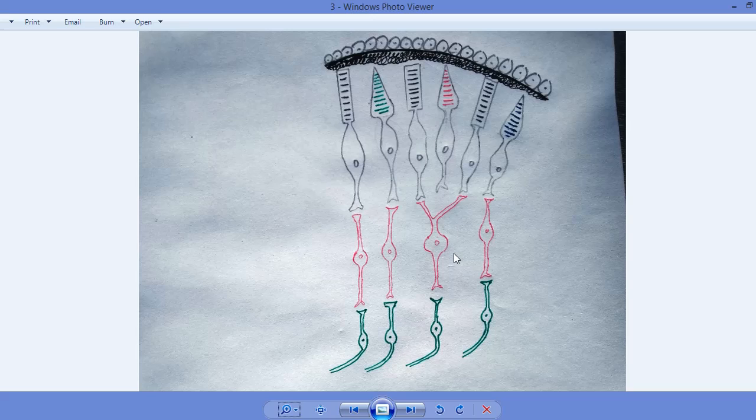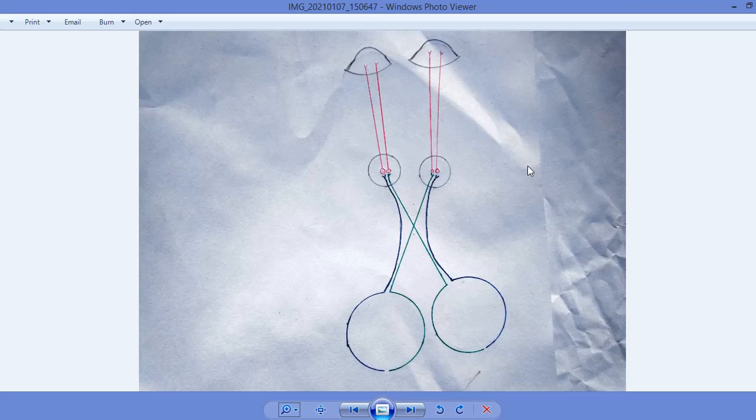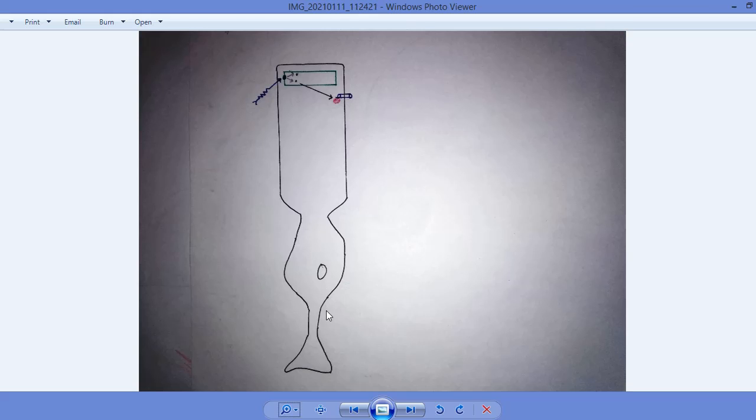The light has nothing to do with this layer. The light has something to do with these cells. Only these cells are responsible for the reception of light. So the light will fall on the cone, or light will fall on the rod.